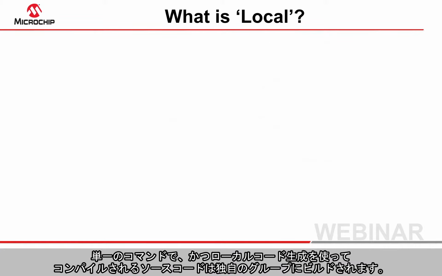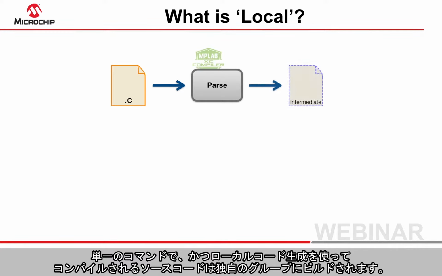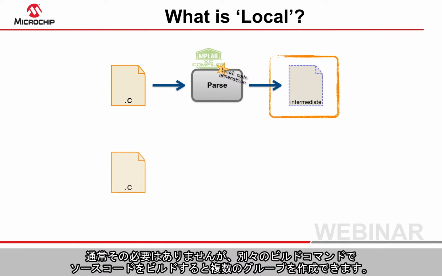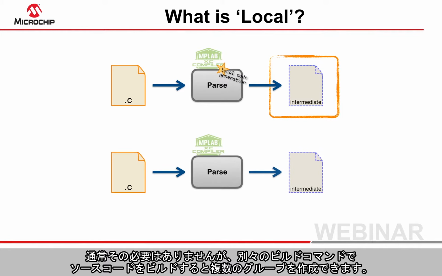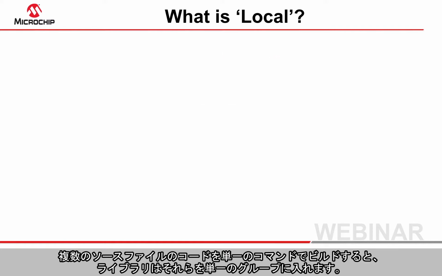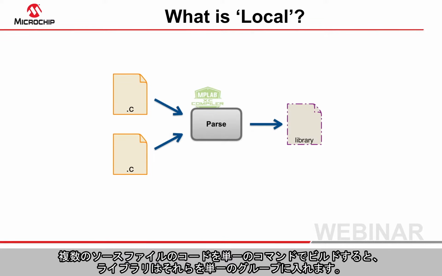Source code that is compiled with the one command and that uses local code generation will be built into its own group. You can create more than one group by building source code with separate build commands, although this is typically not required. Provided they are built with one command, libraries allow the code in one or more source files to be contained in one group.